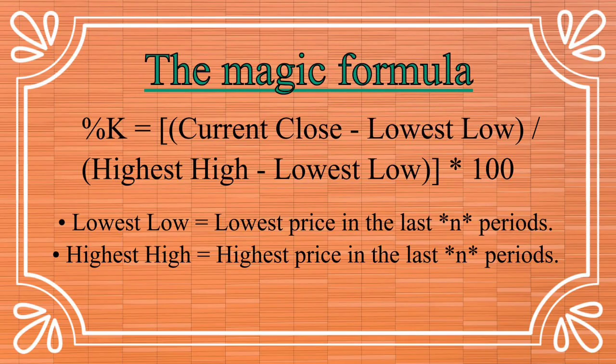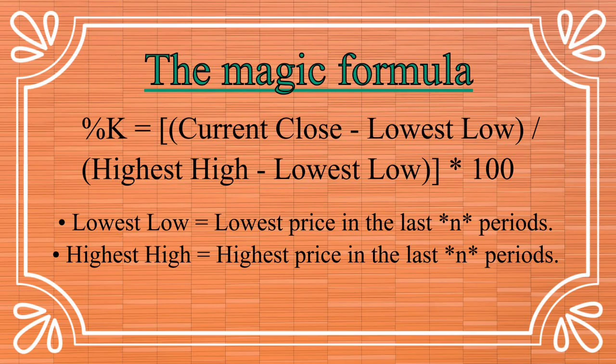The magic formula is simple. Where is the current closing price relative to its recent price range? A reading of 80 means the close is near the top of its recent range. 20 means it's near the bottom. That's where the famous overbought and oversold levels come from.